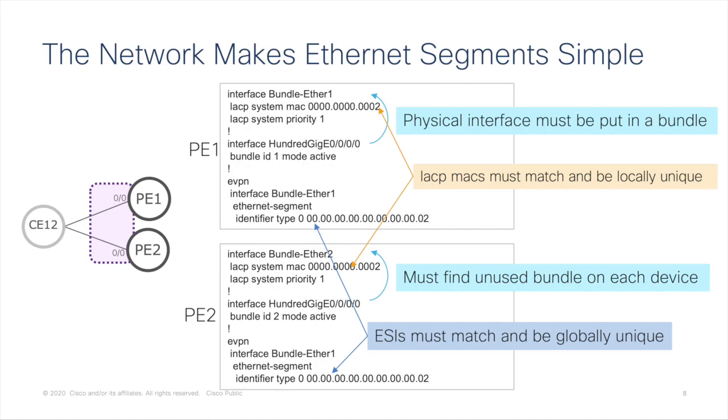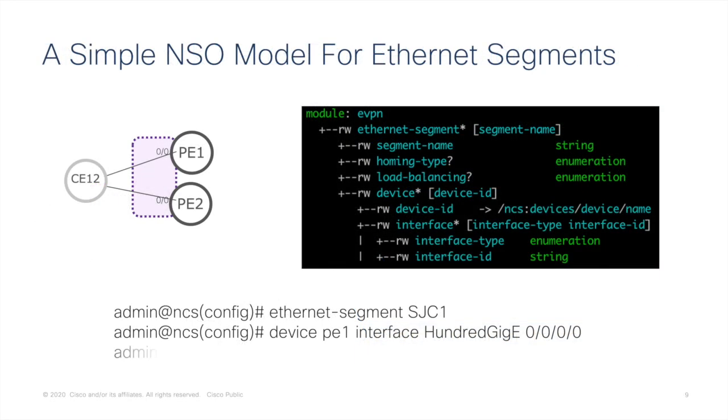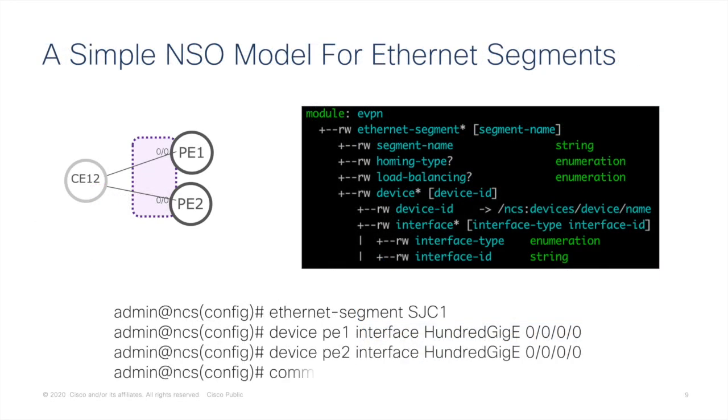As you can see, there are lots of lines of config with parameters that need to be coordinated across all the devices that terminate an Ethernet segment. In our NSO model, the Ethernet segment config is reduced to the simplest possible set of input, a list of devices and interfaces participating in that segment. That's it. NSO ensures that the rest of the required parameters are correctly allocated and pushed to the end devices. Instead of 9 lines of config per device in the segment, this model only requires 1.